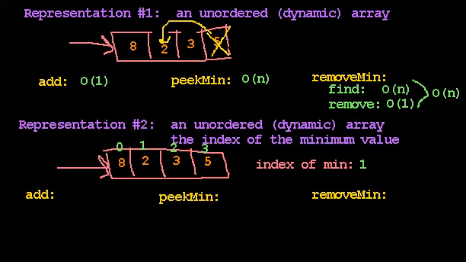Well, let's see. Let's start with peek at the minimum. How long does it take to find the minimum value? Before, we had to loop through the entire array to find the minimum, but now of course we know the index of the minimum. It's 1, so we can just use the power of arrays, jump right to the value at index 1 in constant time, find out that it's 2, and return it. So that's going to be constant time. Excellent. Now how long does it take us to add an element? Let's look at add.